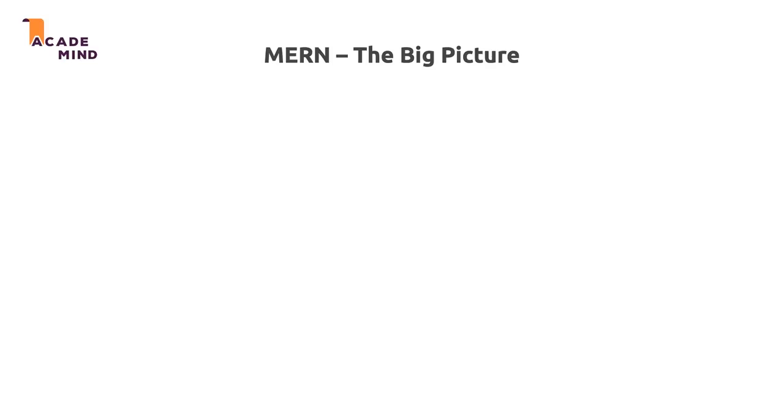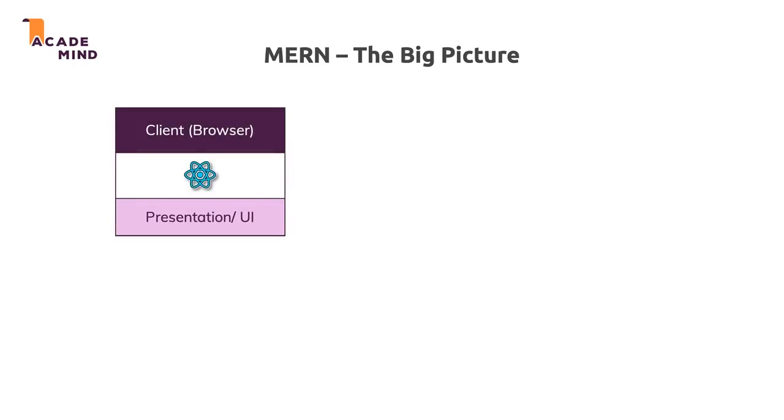MERN, of course, stands for MongoDB, Express, React, and Node. And we want to have these four technologies work together. We want to build a full stack web application where these four technologies are used because they tend to work together really well. But how do they work together? How are they connected? The R, React, is responsible for the client side, for the browser side, for what the user sees, so the presentation and the user interface.